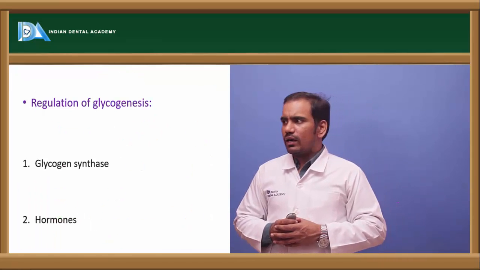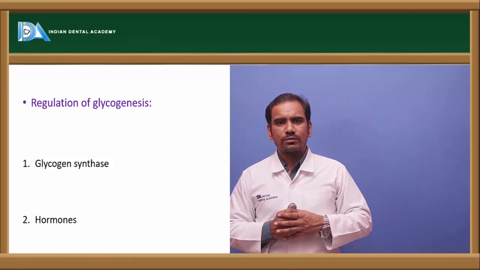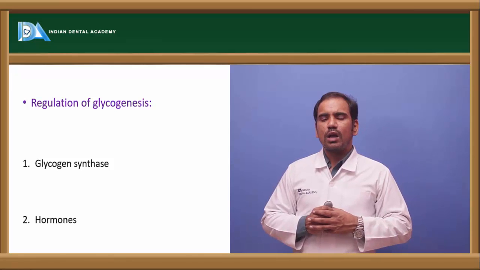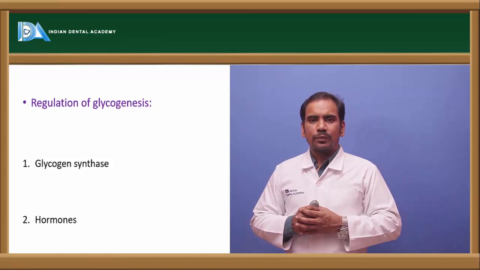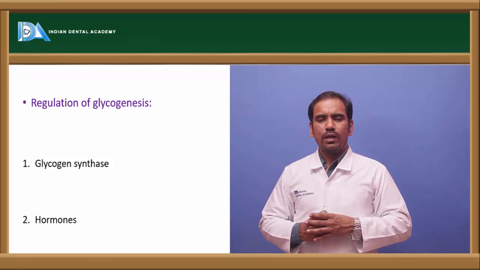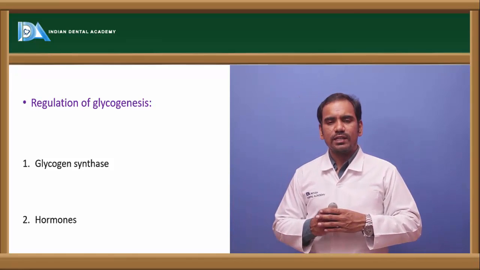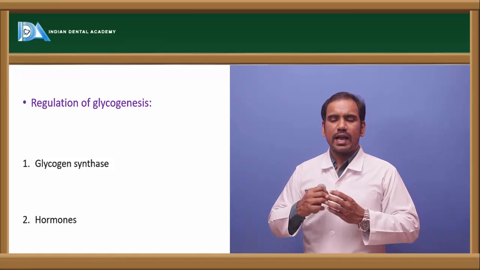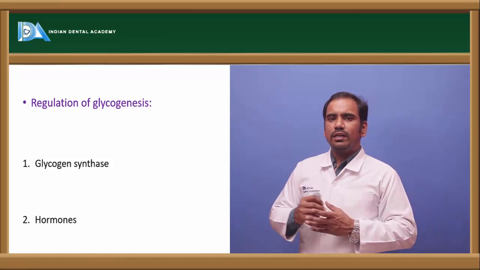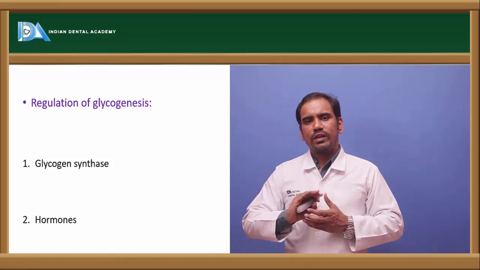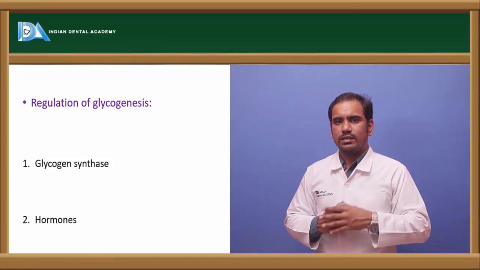Coming to regulation of glycogenesis, how is glycogenesis regulated? This is brought about by two mechanisms: covalent modification of glycogen synthase, and hormonal regulation. As I told you, the key enzyme of glycogenesis is glycogen synthase. Whenever you add a phosphate group, the activity of glycogen synthase decreases. So covalent modification, that is phosphorylation, decreases the activity of glycogen synthase. This is how glycogenesis is regulated. Whenever you remove the phosphate group, that is dephosphorylation, the activity of glycogen synthase increases.